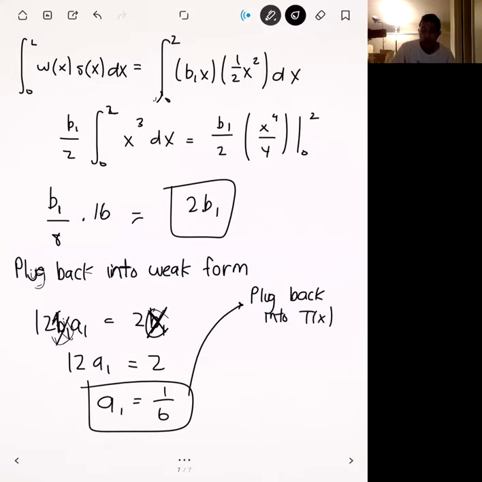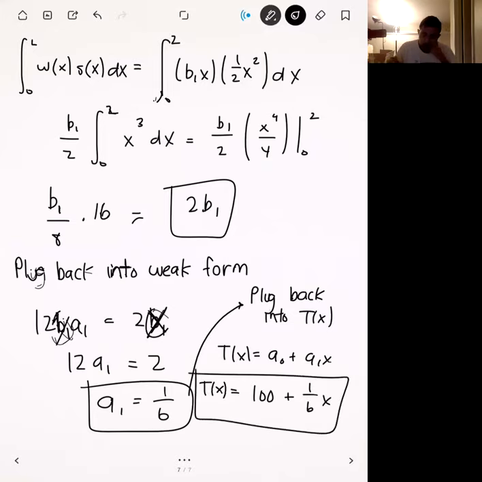All right, and so now that we have A1 and we have A0 that we solved for from the Dirichlet boundary conditions, we can plug all of this back in and get our final solution for T of x. So we have T of x is equal to, remember, A0 plus A1 x. And so we plug in for these, we have A0, which is 100, plus A1 here, which is 1/6 times x. And that's how you get the solution for that problem.